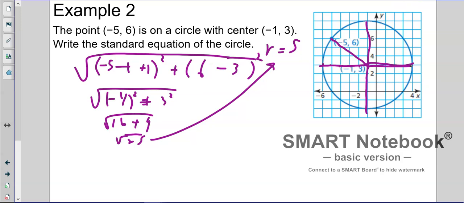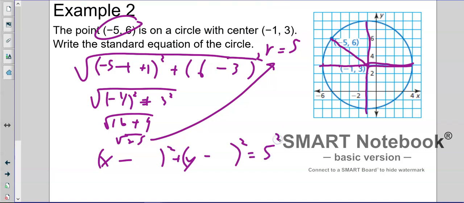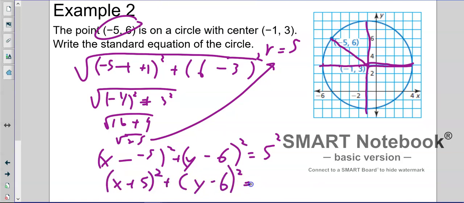So now I have my radius, I have my point. So again, I'm going to do this, leave it open, and put in my radius squared, then put in my negative 5 and my 6. Simplify this. And that is the equation of that circle.